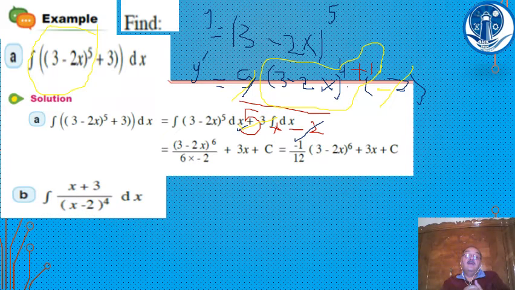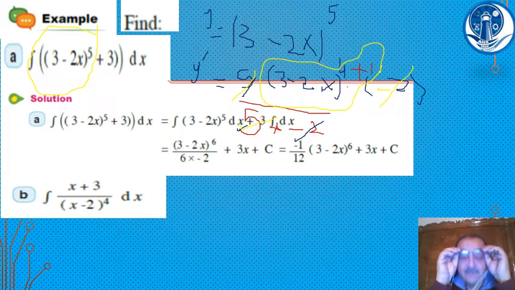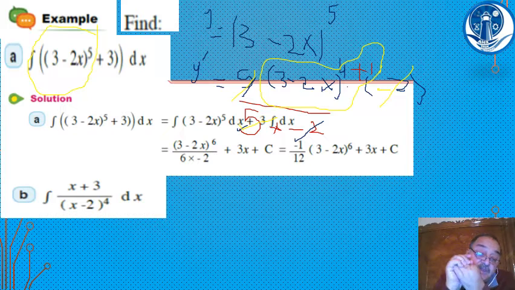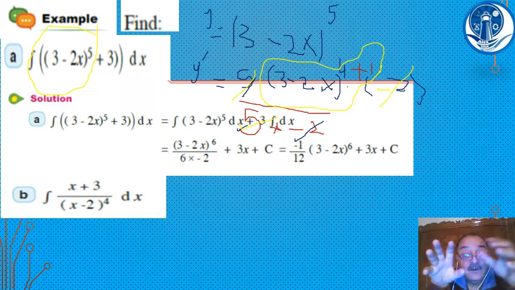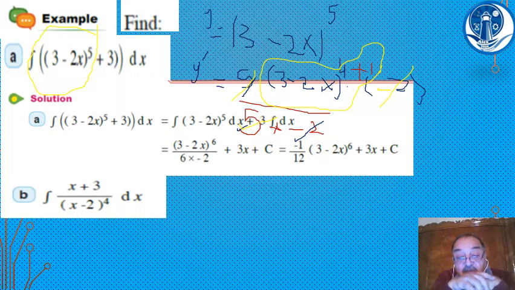Okay, another one here is the integral of (3x plus 3) over (x minus 2) all power 4 dx. What do you think about it? We have a division. Very good, we have a division. Also, if we expand the numerator, it will be too big and a polynomial function, and this wastes our time.